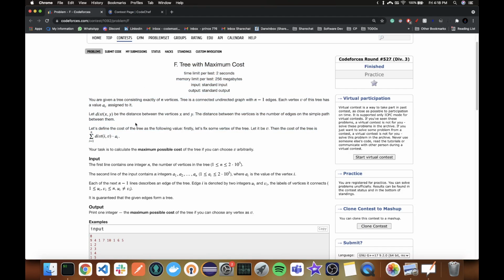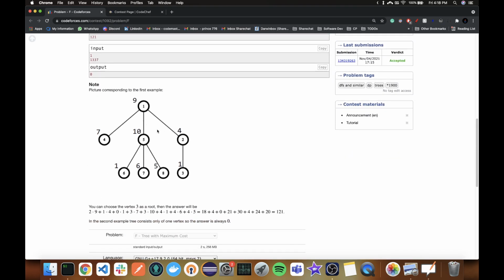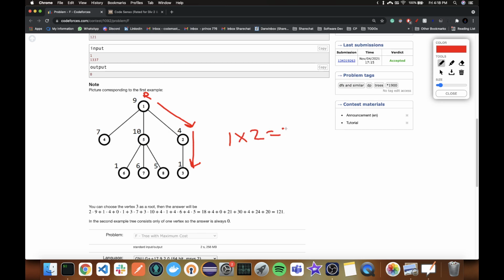Let me open that. So what is this problem? In this problem, we are given a tree like this and we are asked to select a vertex. So basically, we root at that vertex, and then what we have to calculate is this sum. Let's say this vertex is two units away from the selected vertex. This is the selected vertex, let's call it root. So the distance is 2, so add to the sum its value, which is 1, times the distance.